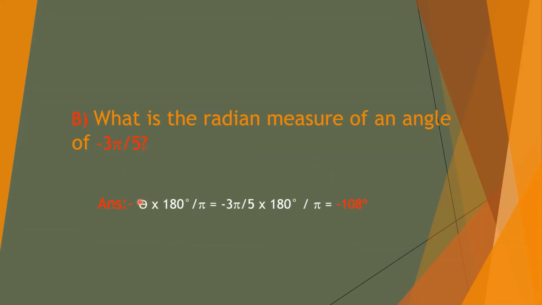Theta is negative 3 pi over 5, so times 180 degrees over pi, which is the same as negative 3 pi over 5 times 180 over pi. So you can simplify by crossing out pi by pi, and 180 degrees by 5 will give you negative 180 degrees.